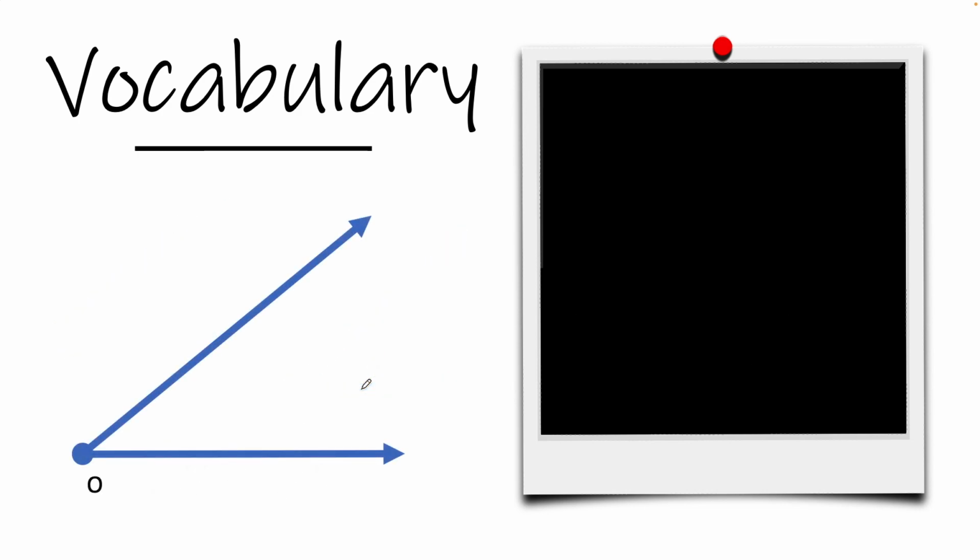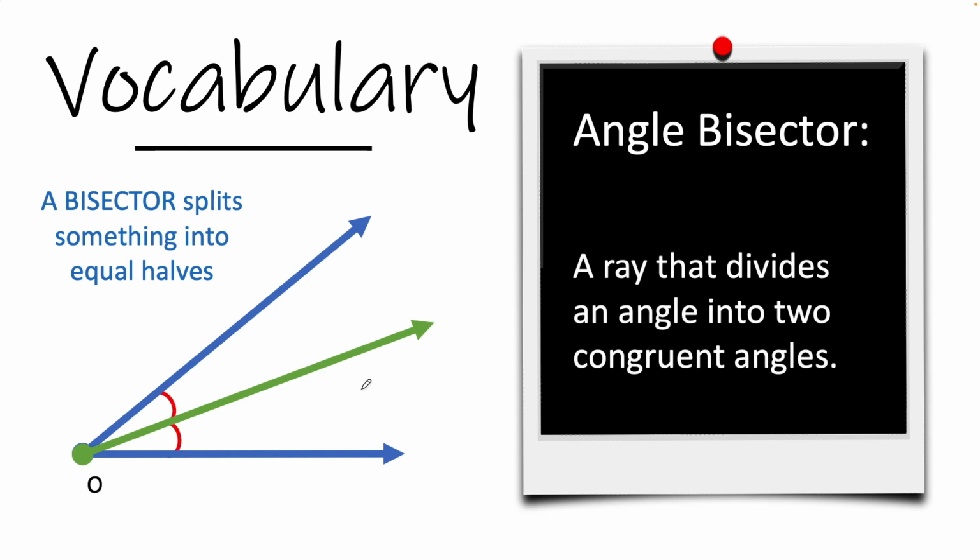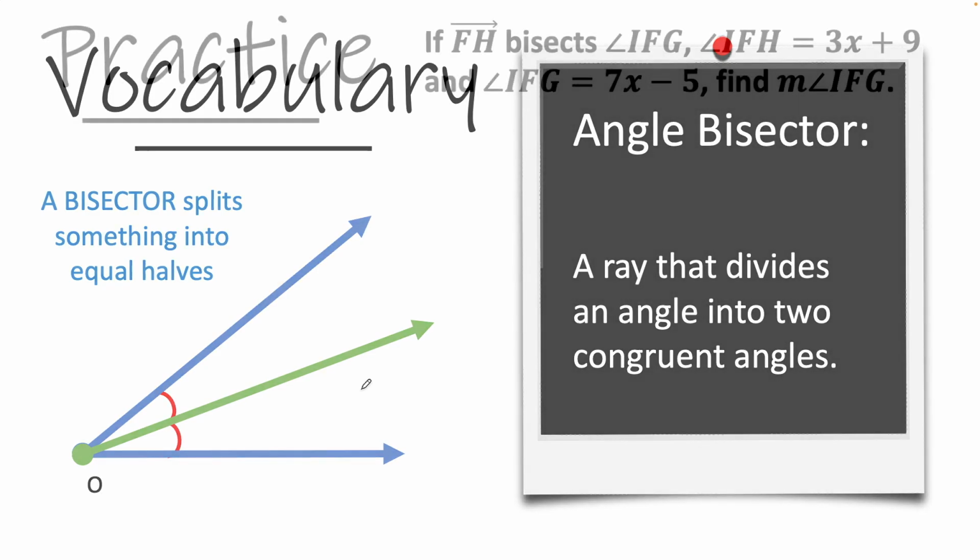Now let's take this angle and let's cut it in half. When we cut it in half, we've created an angle bisector, because a bisector, by definition, splits something into equal halves. So in this case, our angle bisector is a ray that divides the angle into 2 congruent angles. So let's put that into practice. You're going to love this.